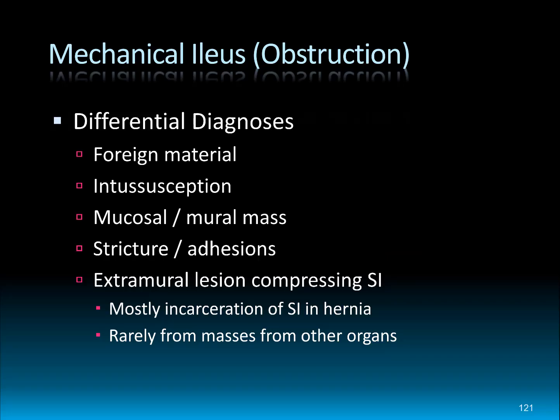When I have evidence of a mechanical ileus on radiographs, I have a number of differential diagnoses. Foreign material is very common in our veterinary patients, but it's certainly not the only differential. Think about intussusception, especially in younger patients, potentially with parasites, or older patients who might have neoplasia. Any sort of mucosal or mural mass, neoplasia, granuloma, stricture or adhesions from previous injuries or insults, or even an extramural mass that compresses the small intestine. Mass is not as common, although we will see hernias causing some problems every now and then.